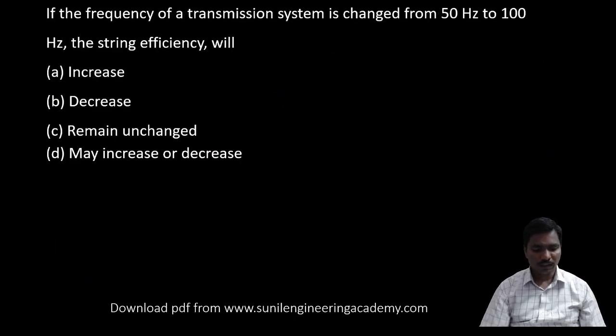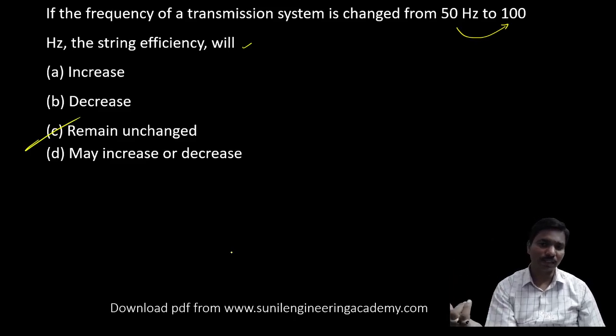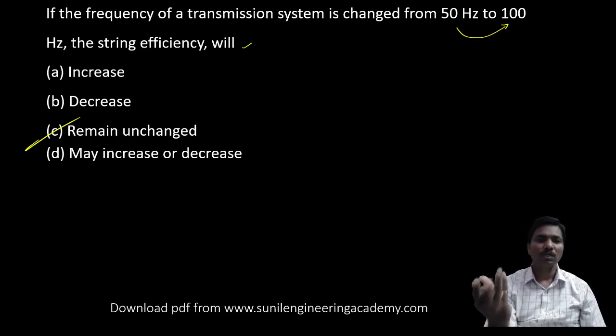If the frequency of transmission system is changed from 50 Hz to 100 Hz, the string efficiency will be dash. Here, the string efficiency depends on voltages. So here it is not dependent on frequency. So it remains unchanged. If the frequency changes, both C dash and C change, so again K will be same. So string efficiency may not depend upon the frequency.